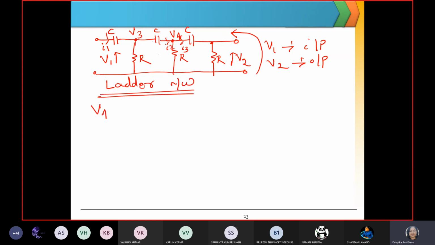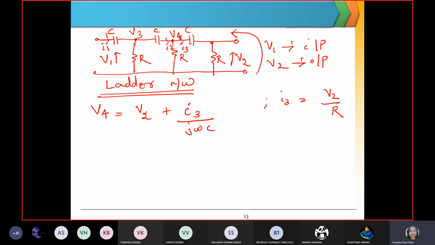So let's solve it for V4. V4 is the combination of V2 and the voltage across the C. So let's see what we are getting. V2 plus I3 whole divided by j omega C. What is I3, guys? I3 is nothing but V2 by R.